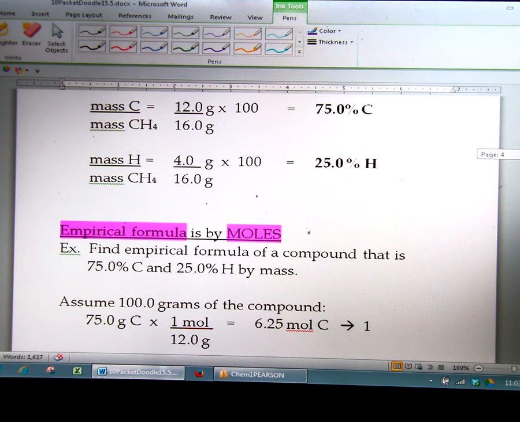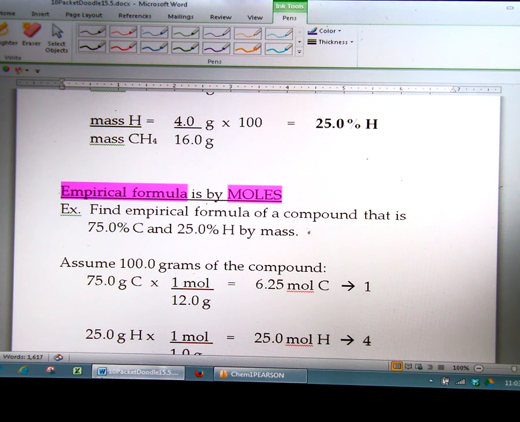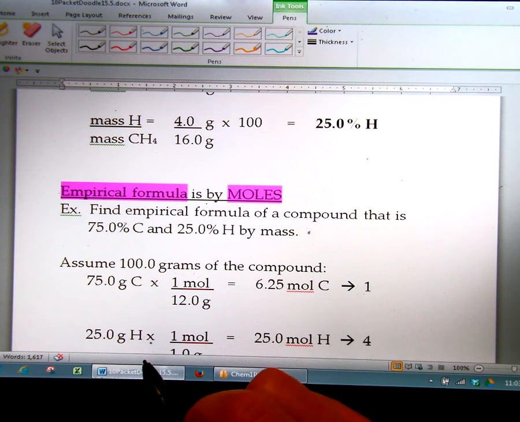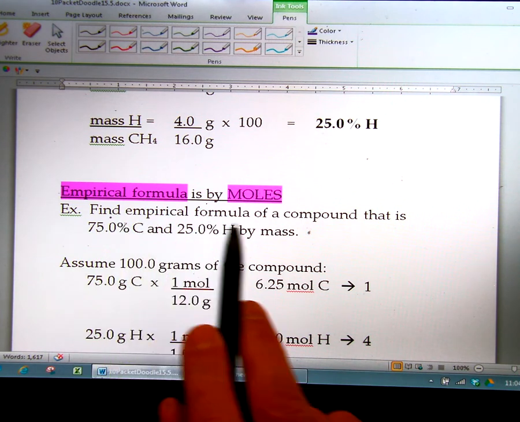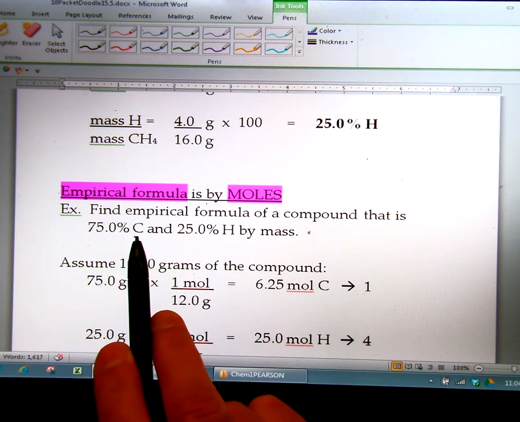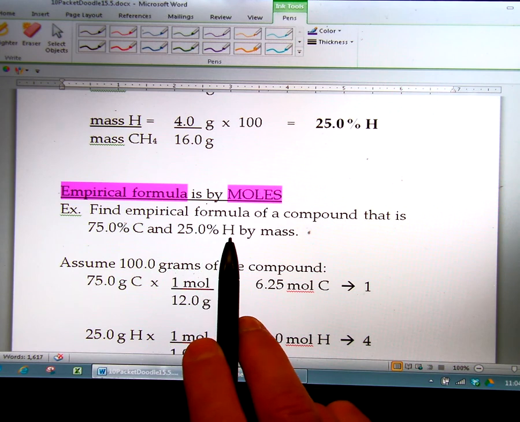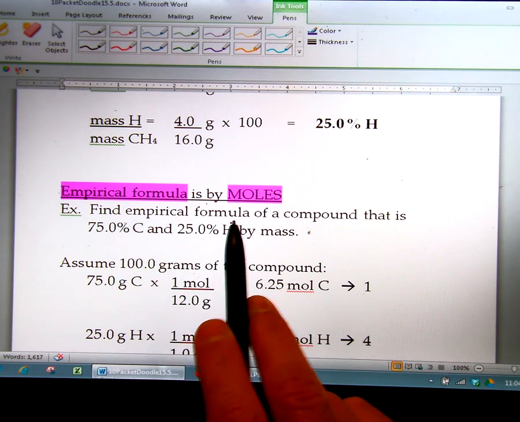So we're going to try this. It's going to be a little silly because I'm going to be doing this without you responding, but we'll just get the idea here. We need to find the empirical formula of a compound that is 75% carbon, so you should say grams, and 25% hydrogen, which is grams. And now I need to find the empirical formula, so you should be saying moles.